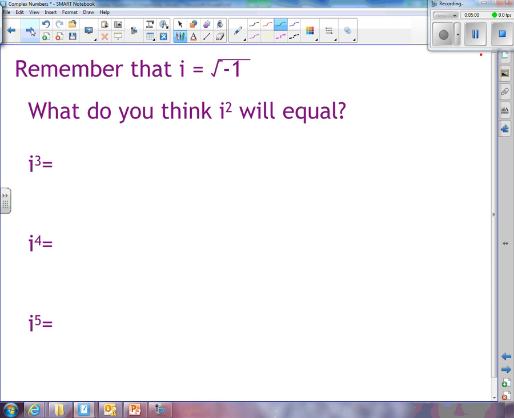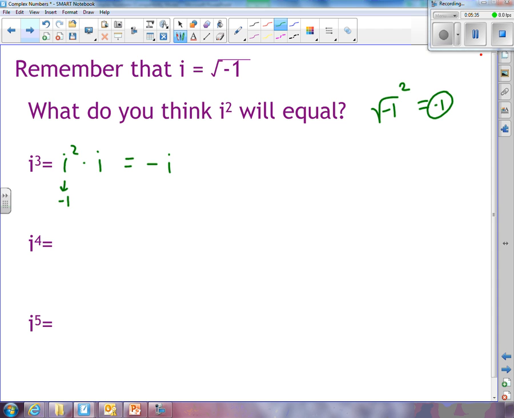So let's remember that all i equals is the square root of negative 1. So let's try to think about what i squared would equal. Remember that i is the square root of negative 1. So if i squared, the square root of something squared is just that number. So i squared is just negative 1. This is helpful because it allows you to simplify anything where you have powers of i in it. So now i cubed, if you would like to think about it as i squared times i, is really negative 1 times i. So i cubed is negative i.